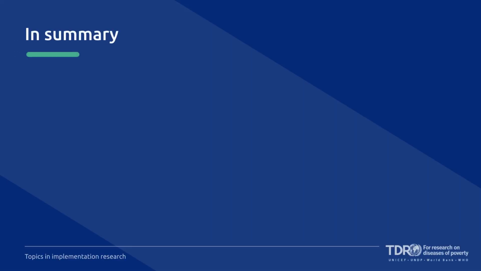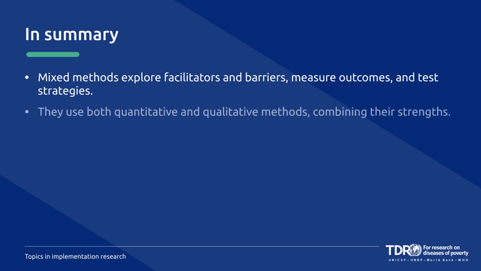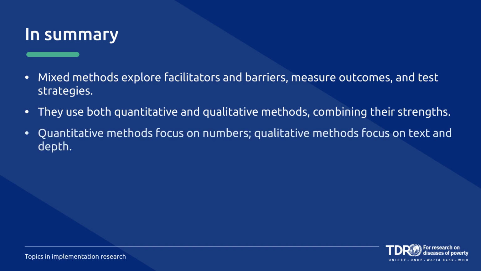Let's review what we have learnt in this chapter. Mixed methods are particularly useful in implementation research to explore the facilitators and barriers during implementation, measure the implementation outcomes, and test the implementation strategy. Mixed method uses both quantitative and qualitative methods to answer the same research question, leveraging the strengths of both approaches for synergy and complementarity. Quantitative methods are about number and breadth, qualitative methods are text and depth.